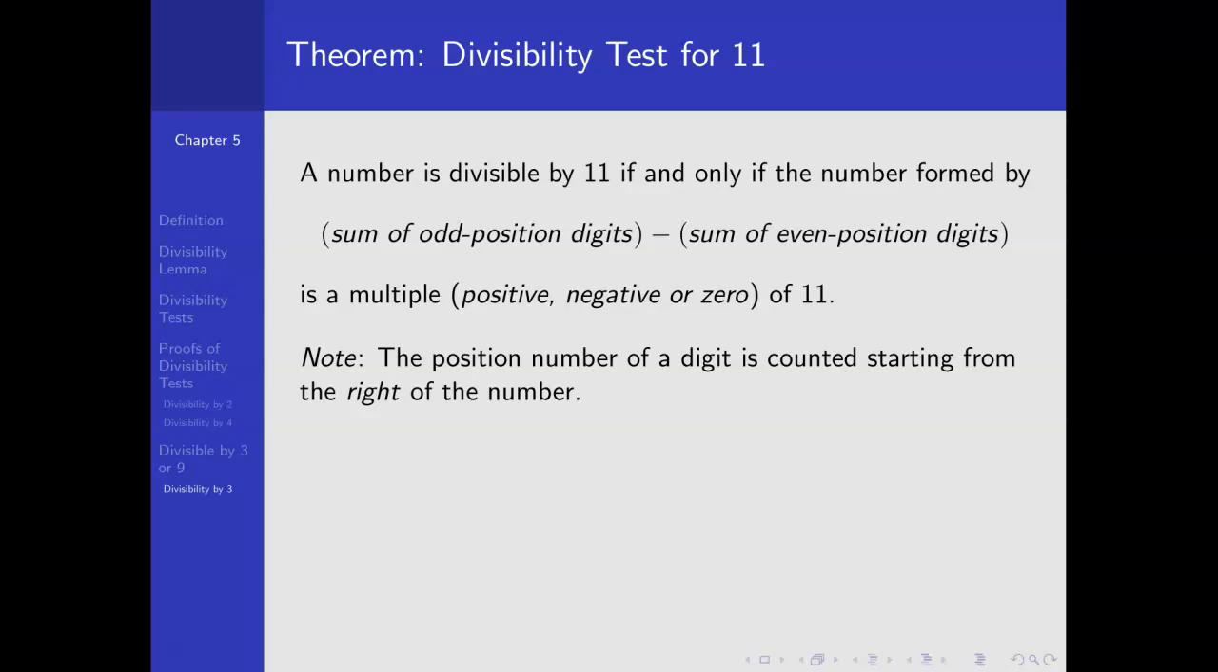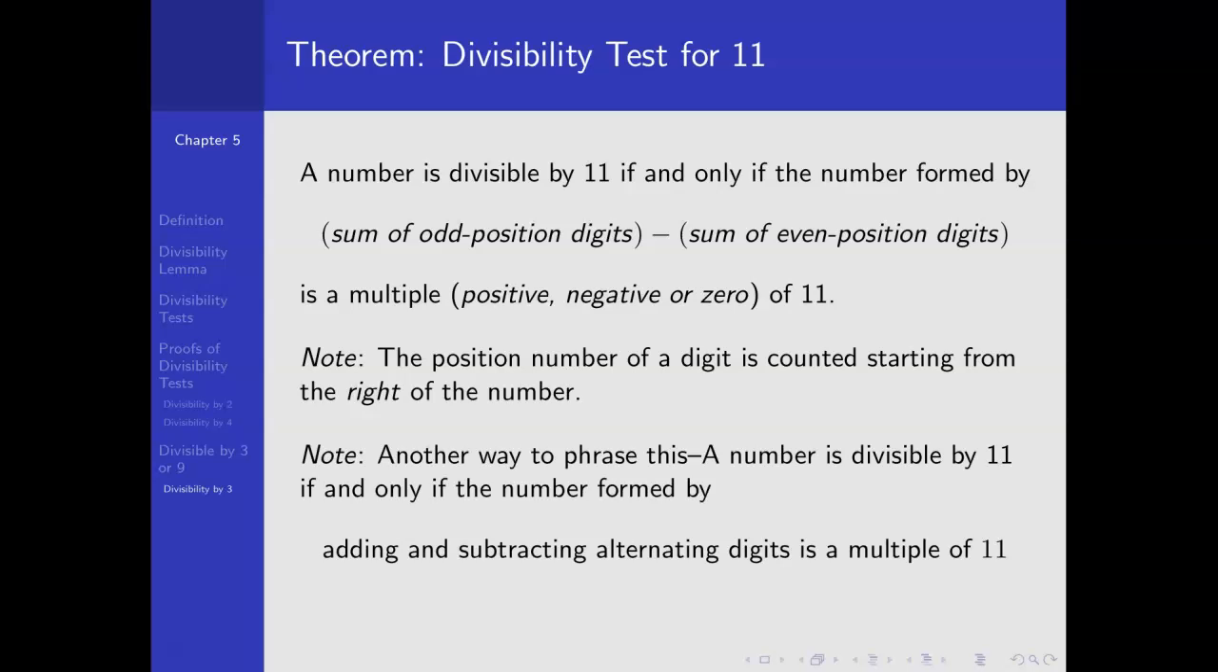And when we talk about the position number of a digit, that's counted starting from the right of the number. So the ones digit would be the first position, tens would be second position, hundreds would be third position, and so on. But another way to phrase this is that a number is divisible by 11 if and only if the number formed by adding and subtracting alternating digits is a multiple of 11. So you just take the first digit all the way on the left, you subtract the second one, you add the third one, you subtract the next one, and so on. That's a little simpler to do, I think.